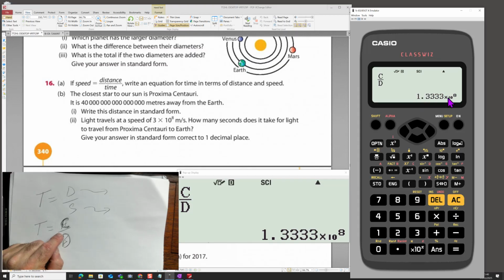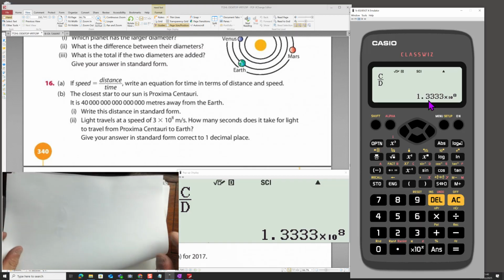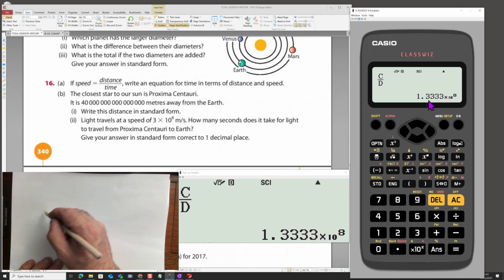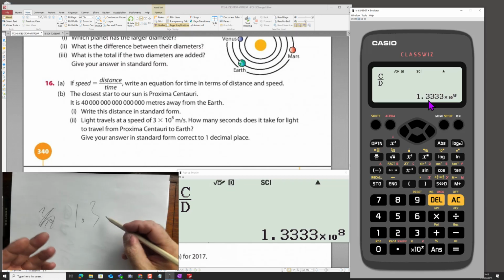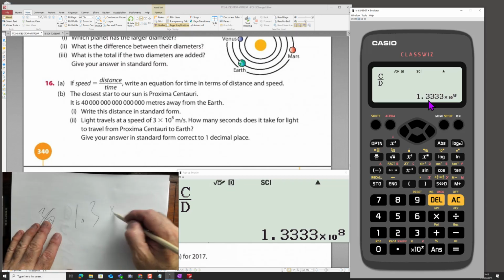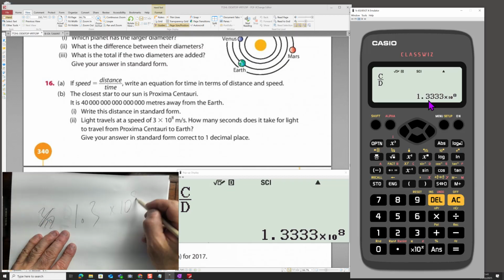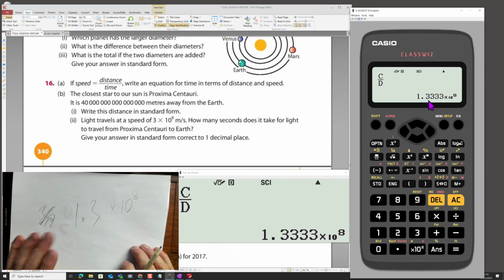Okay, now this is how many seconds it takes for light to get from Proxima Centauri, the nearest star to us, after our star. Okay, now we might want to try to make sense of this and get a sense of what it means. So let's first of all write 1.3. By the way, I think it's 1.4 or 1.34 around it. But anyway, 1.3 by 10 to the 8. So let's say that's seconds.